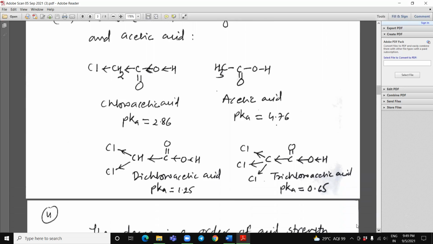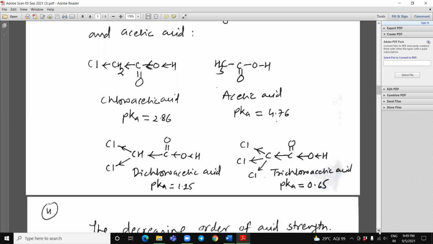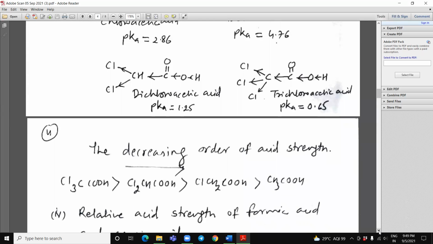And here it is increasing. If suppose two chlorine groups are there, dichloroacetic acid, its acidic nature is increased further. If it is trichloroacetic acid, it is more acidic compared to chloroacetic acid. The decreasing order of acid strength. See here, acetic acid is less acidic compared to trichloroacetic acid.